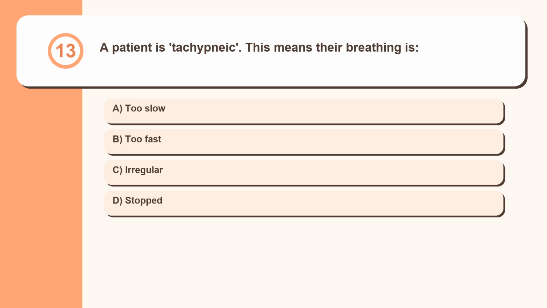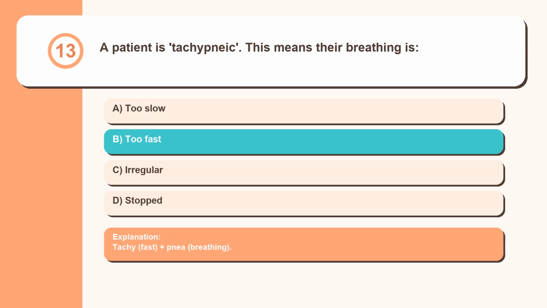Question 13. A patient is tachypneic. This means their breathing is too slow, too fast, irregular, stopped. Tachy, fast, plus pnea, breathing.